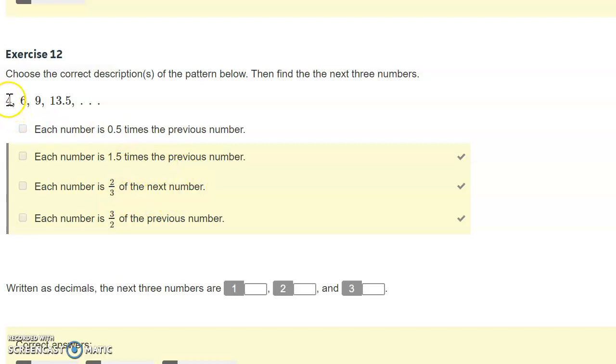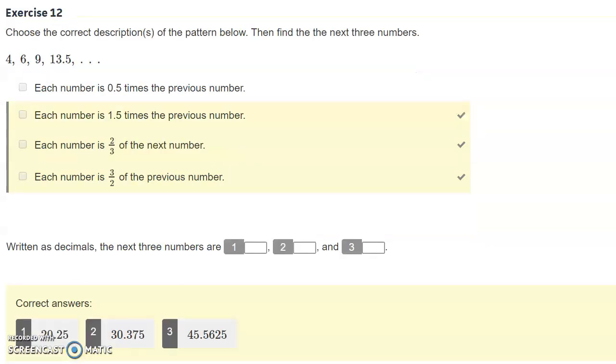Well, let's take a look at our 6. If we take the number 6 and we divide it by 2/3, which means we're going to keep, change, and flip, it will end up being the number 4. So yeah, that'll work. And each number is 3/2 of the previous number. Well, that's true too. So those are your answers.